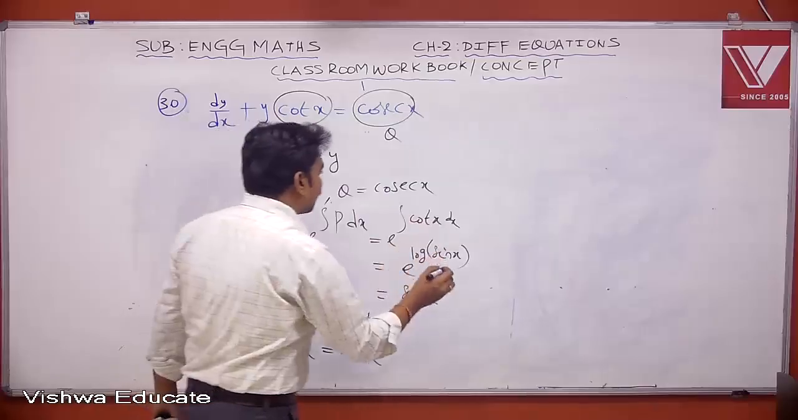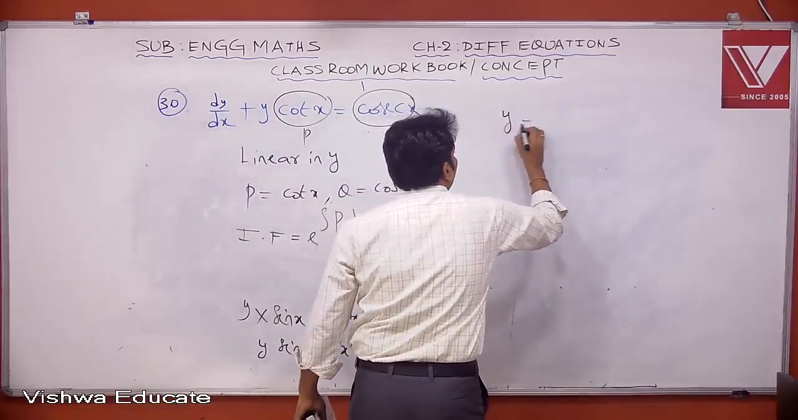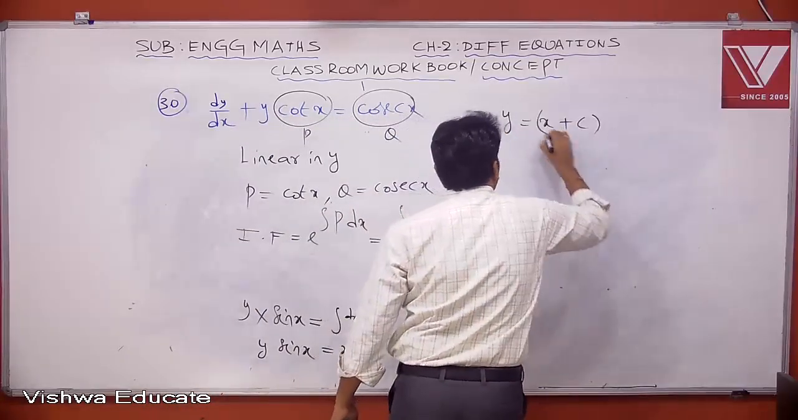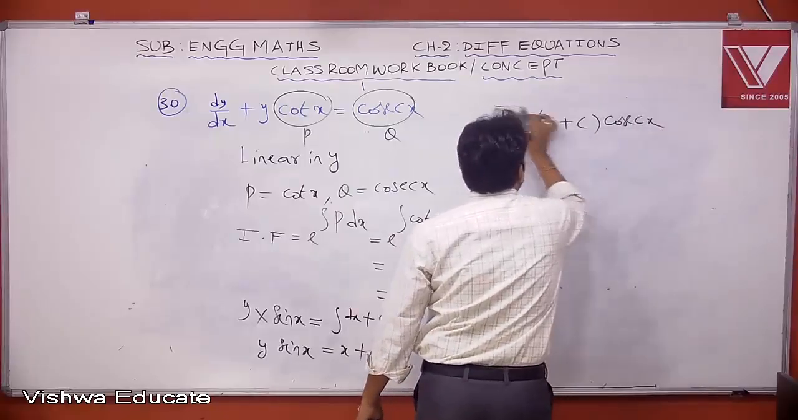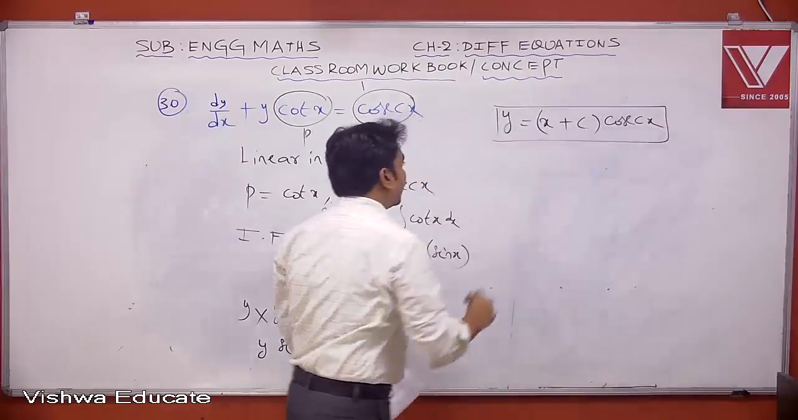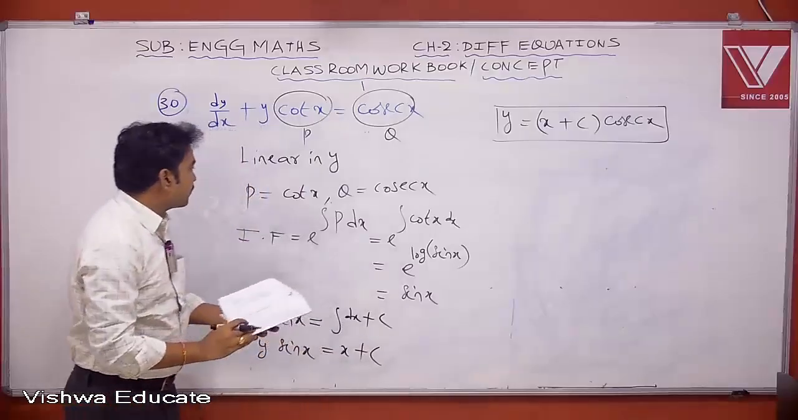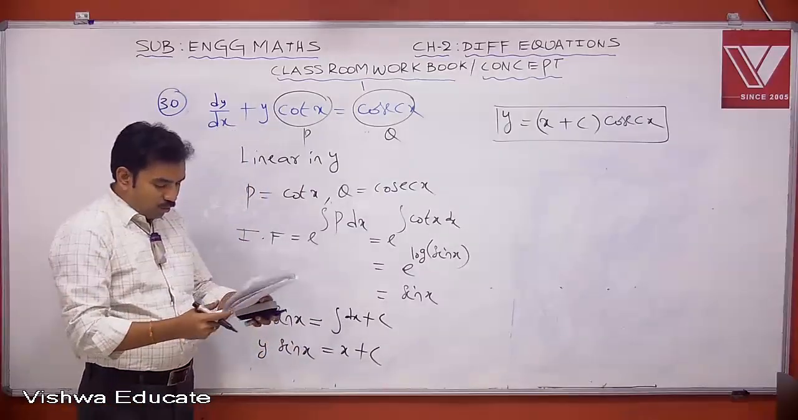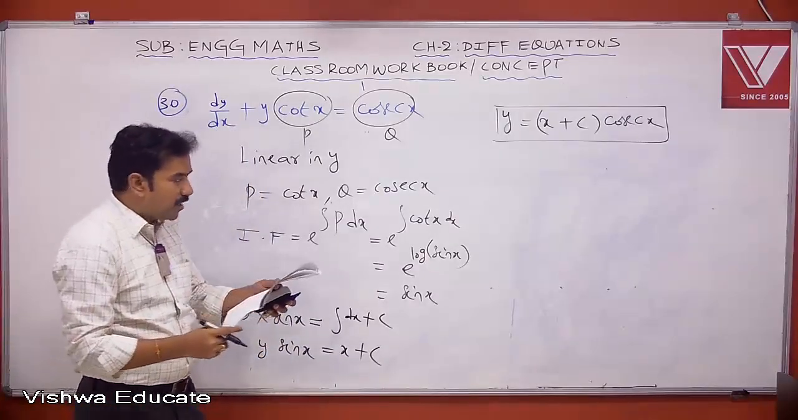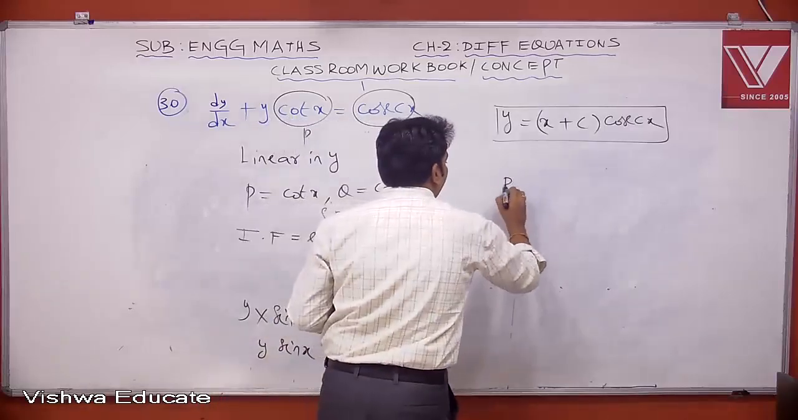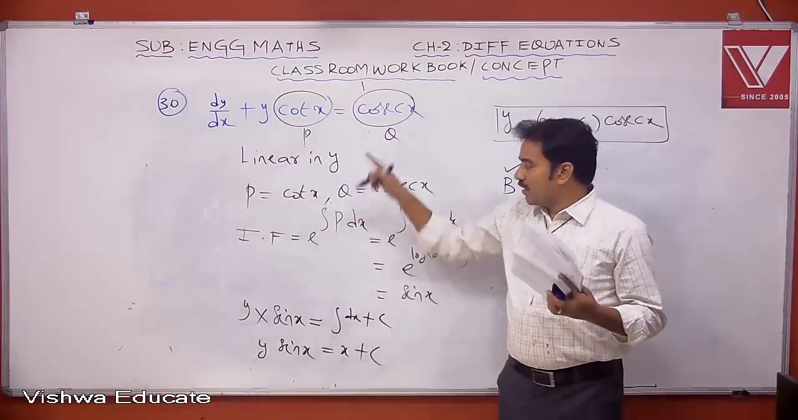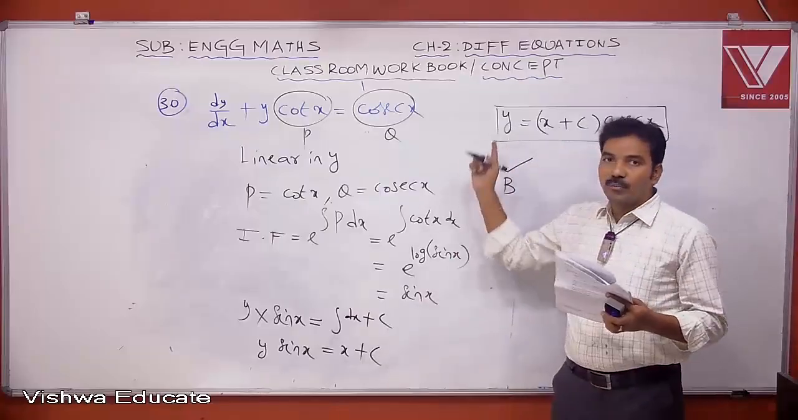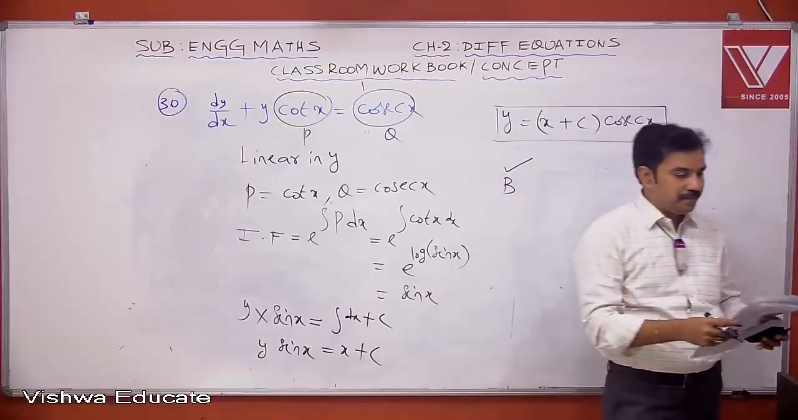Now take this sin x to the RHS. So this becomes y equal to x plus c into cosecant x. Therefore in this case the solution is y equal to x plus c into cosecant x. So option B is the right answer. It is directly a linear equation in y. So you get the solution. Finally you get option B. Note this point.